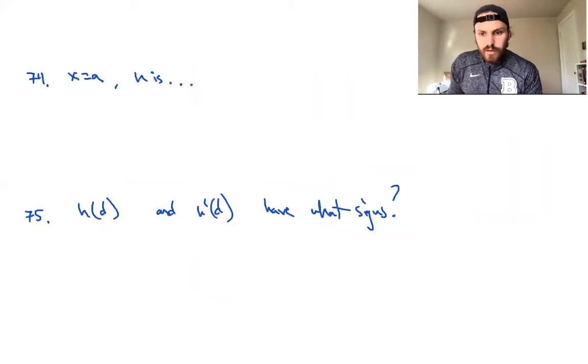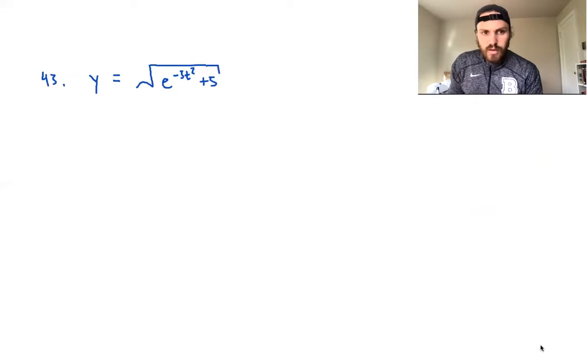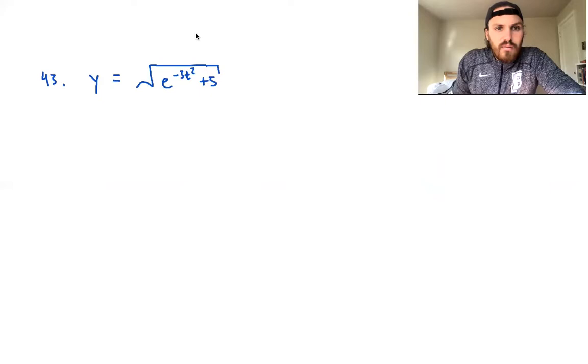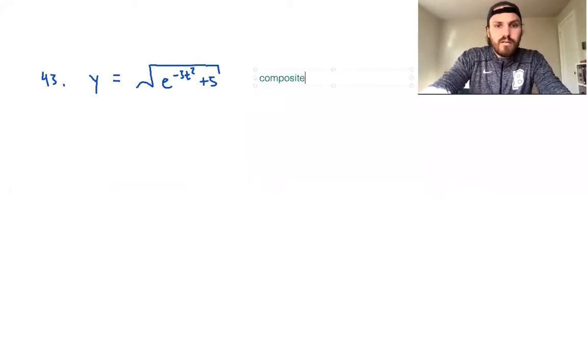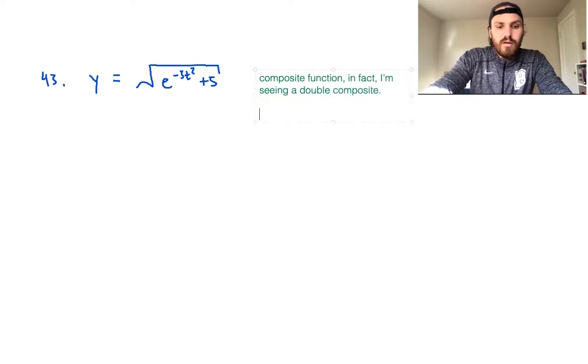Moving on, whoops, I did plus instead of to the next one. Moving on to number 43, which is right here. So again, what am I seeing? I am seeing a composite function, okay? In fact, I'm seeing a double composite. Okay, so outer layer.